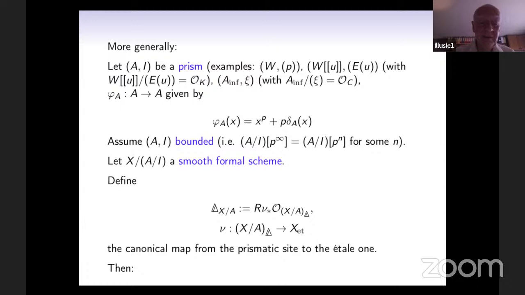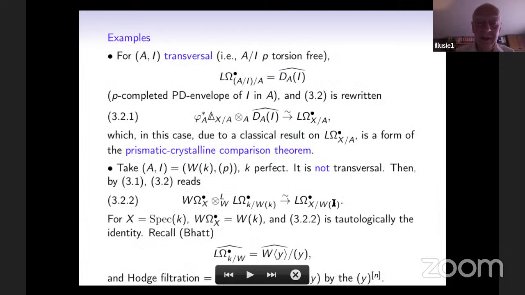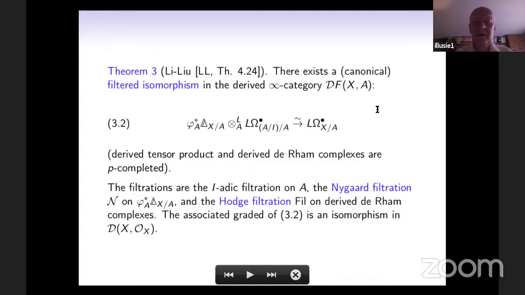So the theorem is the following. There exists, so it's complicated, a result which appeared in the work, not yet published, of Shizhang Li and Tong Liu. You construct some filtered isomorphism. So there is no longer any mod p and mod φ. This is quite subtle. You have the filtered derived category, and to be fashionable these days, you say the infinity category. And then on the right-hand side, you have this sort of crystalline cohomology, should I say, the Frobenius pullback of Δ_{X/A}, the prismatic cohomology.